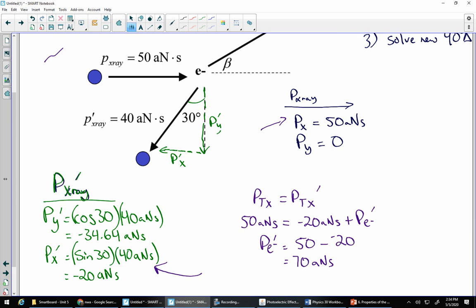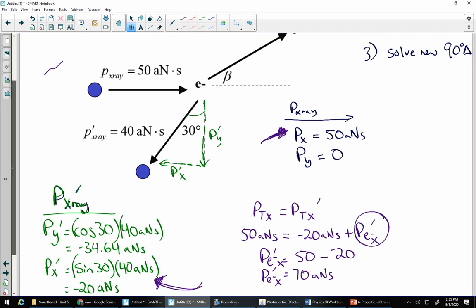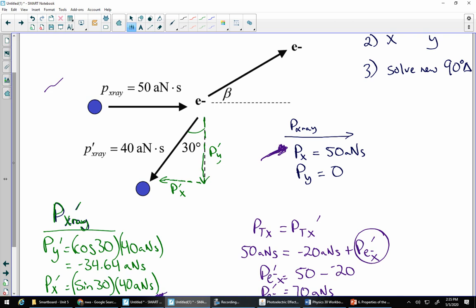But we're just looking at the X. So X before just comes from the X-ray up here. X after comes from both the X-ray after as well as the electron, and it's the electron that we're actually trying to solve for. So we figured out the momentum of the electron after in the X component. I should be very, very specific that this is just the X component. Cool. So if I add that to my diagram up here, I just figured out this.